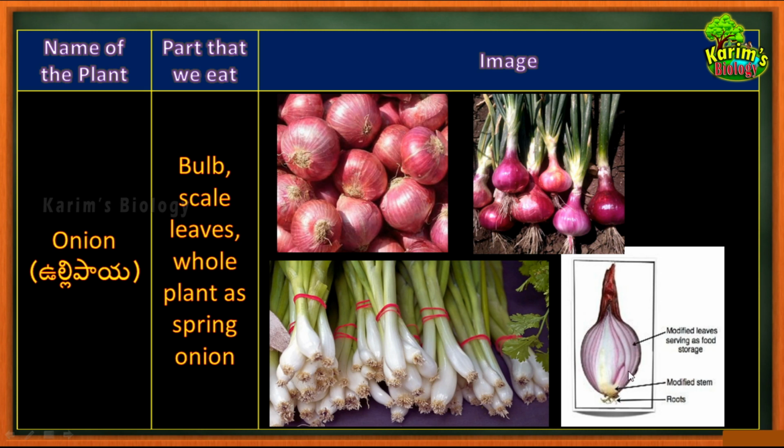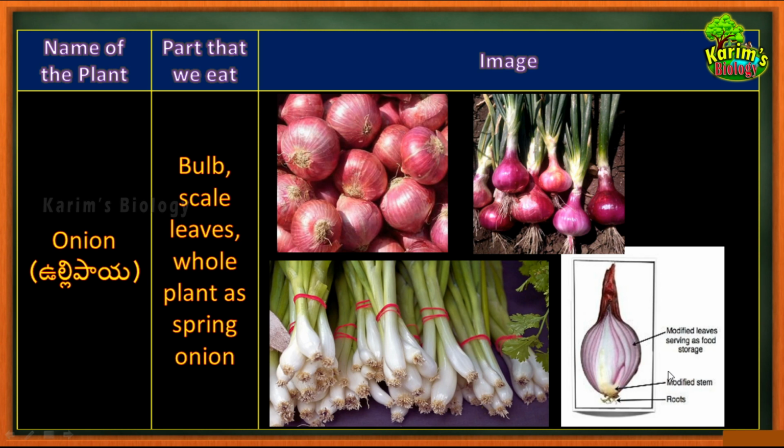The scale leaves in this case are also modified, because the part of the onion that we eat or consume is the scale leaves. Why do we consume the scale leaves? Because the scale leaves store the food material, whereas the stem is modified and becomes short. The stem does not perform any function here. But what are the parts we are using? When you cut an onion, we eat the scale leaves and we also eat the stem, right? So we eat the entire onion.